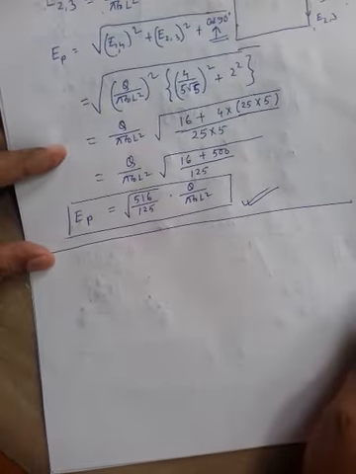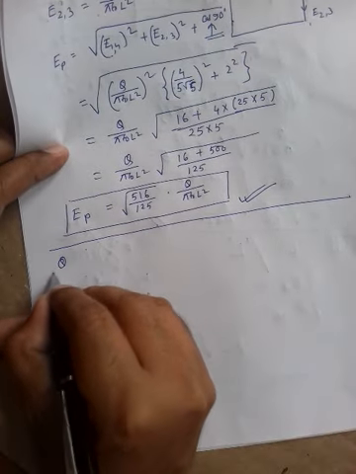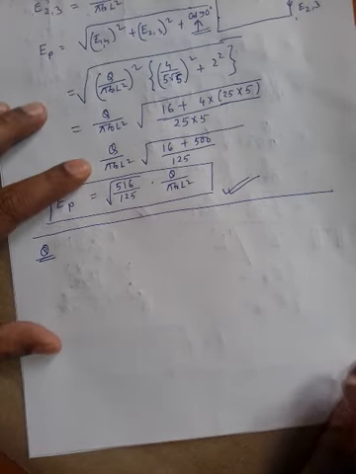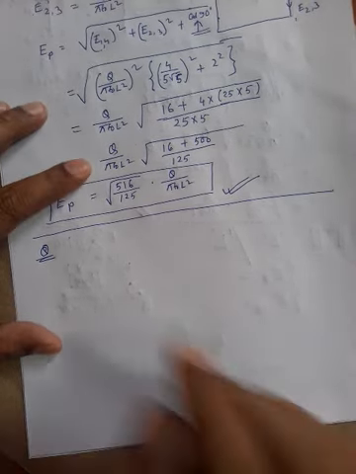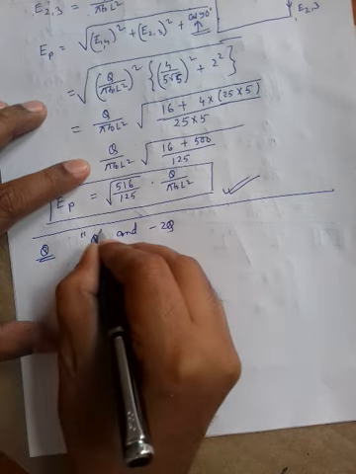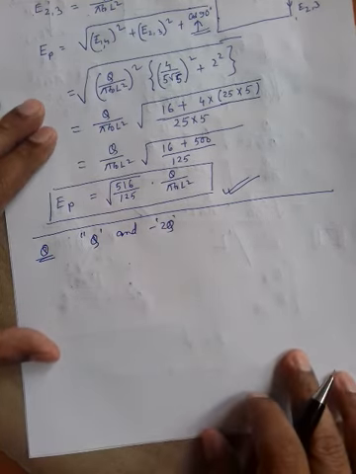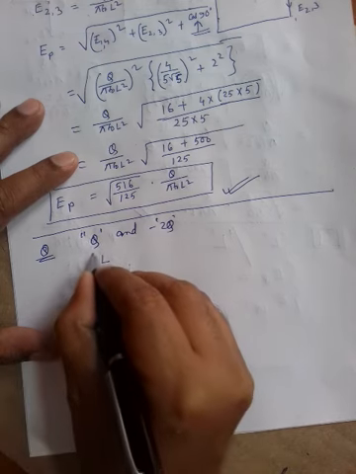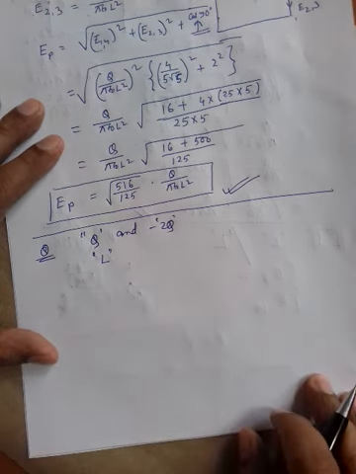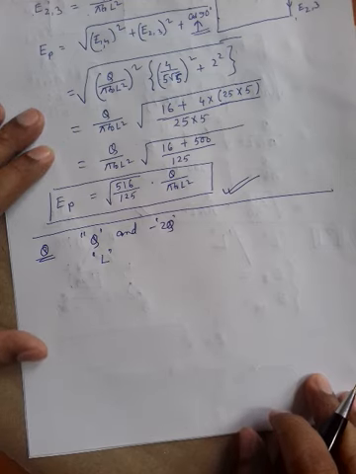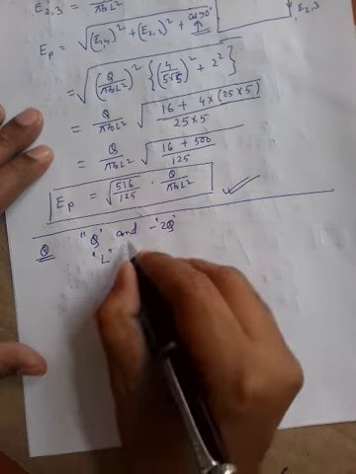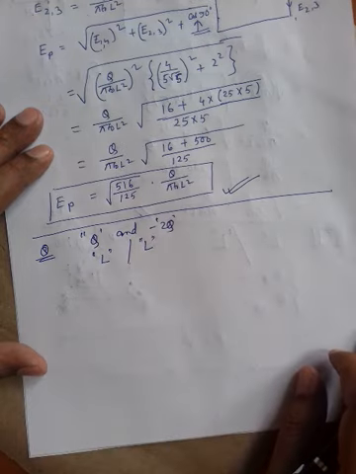Now let me come to another question. You should always be ready with pen and paper, so write the next question. 2 point charges Q and minus 2Q are kept separated by a distance L. Find the electric field due to them at a point at a distance L from both.